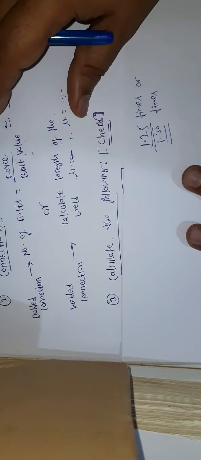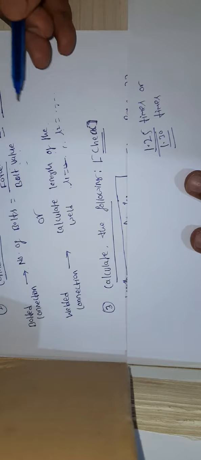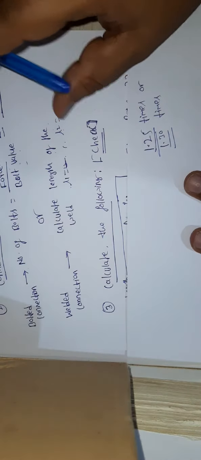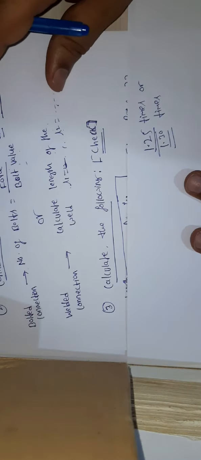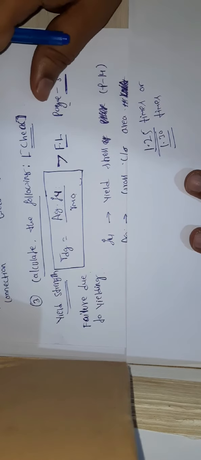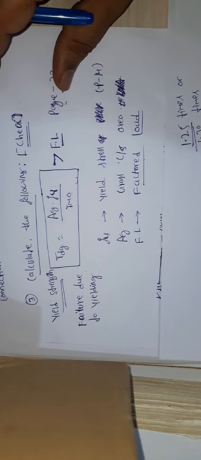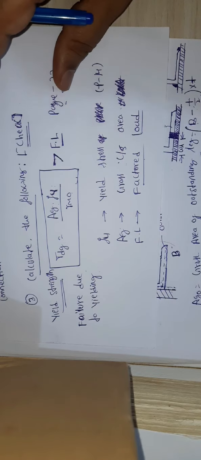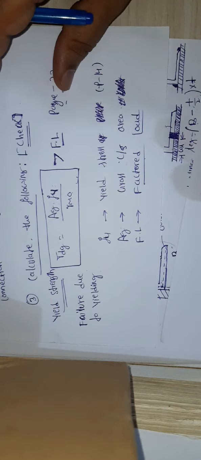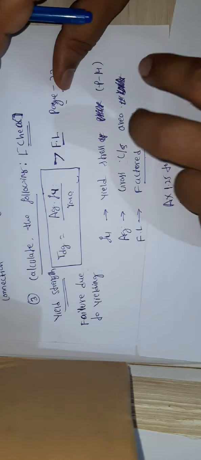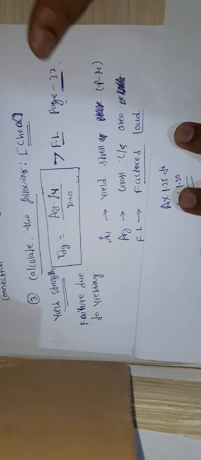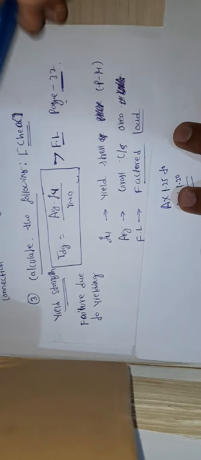Your third step is that we need to check for the failures. Please remember, guys, a tension member is subjected to three types of failures. It may fail due to yielding, it may fail due to rupture, and it may fail due to block shear. So we need to check that.